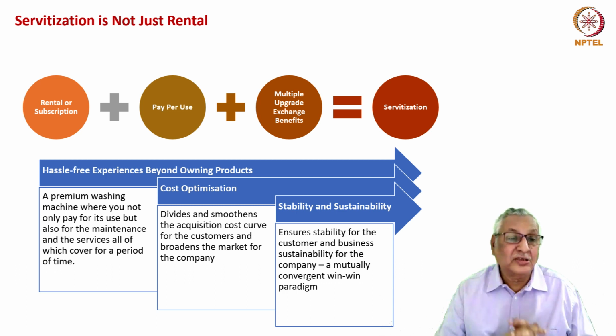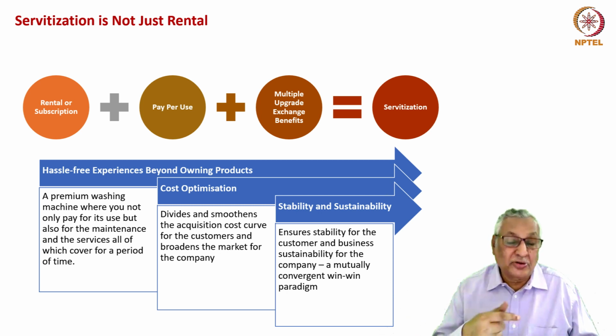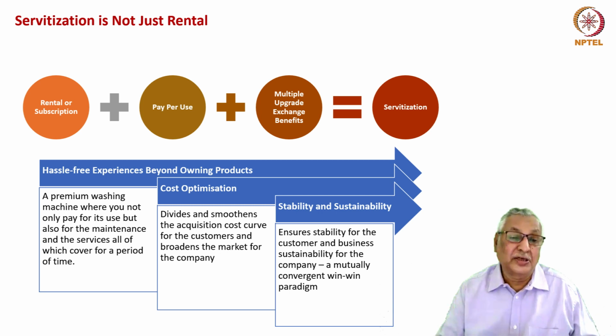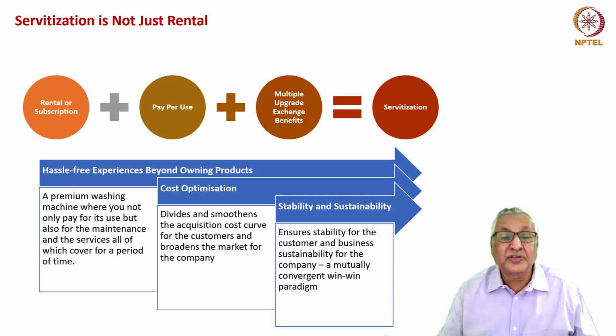So, what does it entail? One, hassle free experiences beyond owning products. You don't just buy a product, you own an experience, because when you buy a premium washing machine, you expect that washing machine to go through any types of washing cycles for any type of load as economically and as carefully as it was functioning at the time of purchase. But it doesn't happen that way with most washing machines. Therefore, when you have a premium washing machine where you not only pay for the use but also for the maintenance and the upkeep as well as upgradation services, all of this come under the umbrella of servitization.